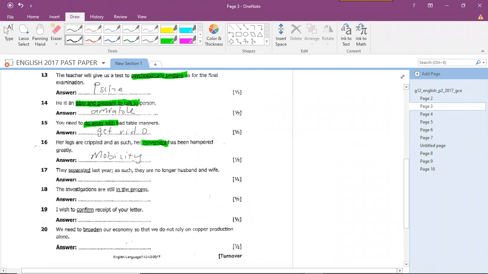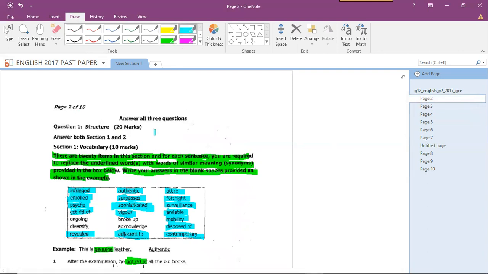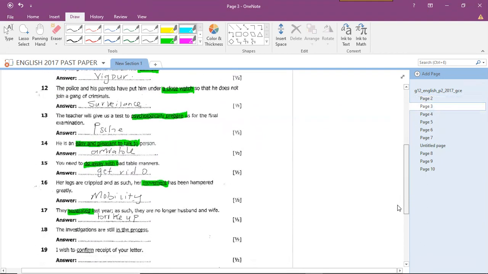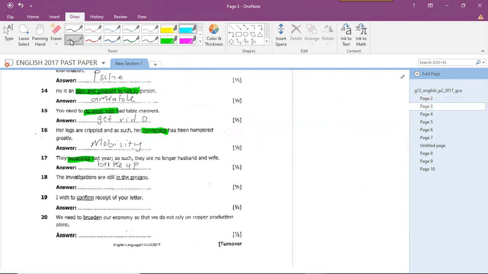They separated last year. As such, they are no longer husband and wife. So a synonymous word to separated is broke up. Then the investigations are still in progress. So we highlight broke up there, and ongoing. So the next answer there is ongoing. Still in progress is synonymous with ongoing. So we'll say ongoing.